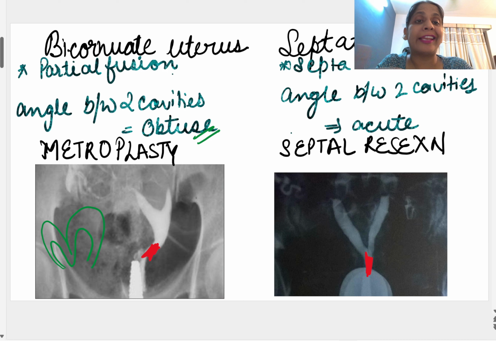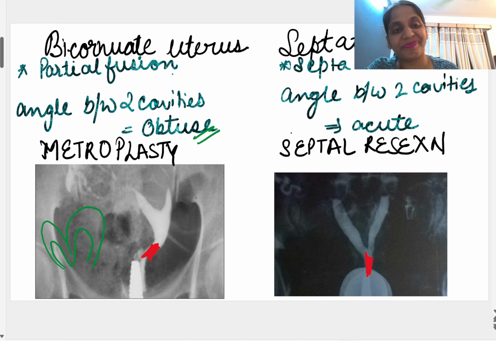When you become a gynae resident, you will be able to perform it in the first year itself. Okay, and metroplasty is a very difficult surgery. We were able to perform it in the second or third year. Okay, so you can see that septal resection is the easiest to repair, and we quite often repair it by hysteroscopic septal resection. Okay.